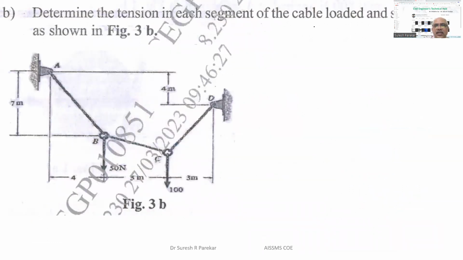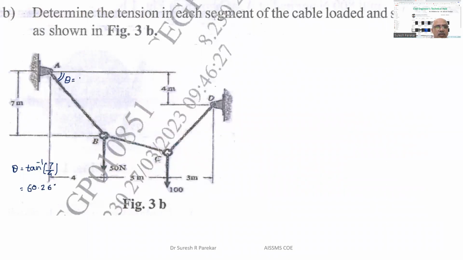Determine the tension in each segment of the cable loaded and supported as shown in figure. Now these two supports are not at the same level, and therefore we cannot get the value of VA directly. Now we can find an angle. If I say theta, then theta equals tan inverse of vertical distance 7 by horizontal 4, and we get this value of theta as 60.26 degrees.